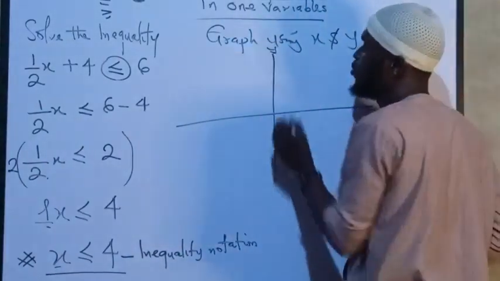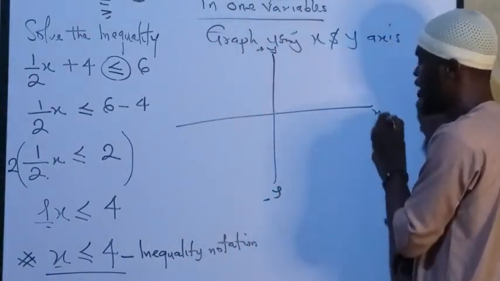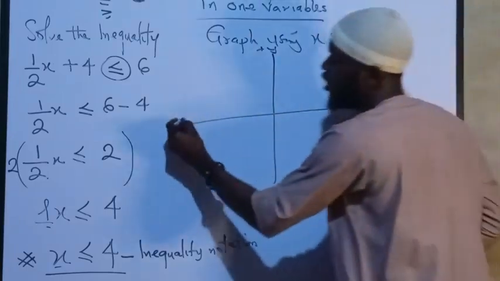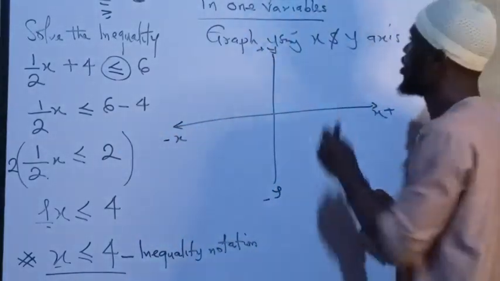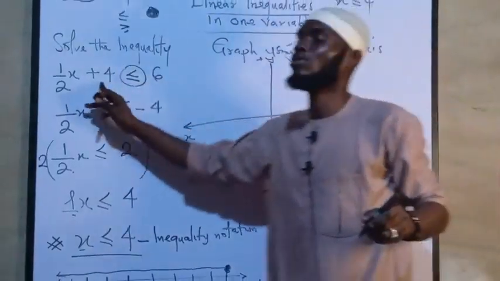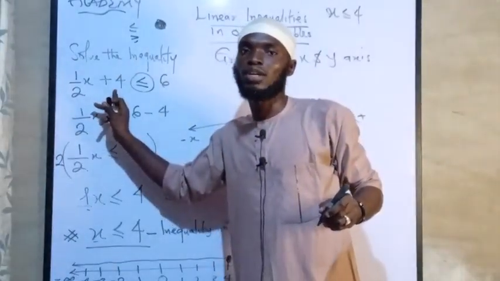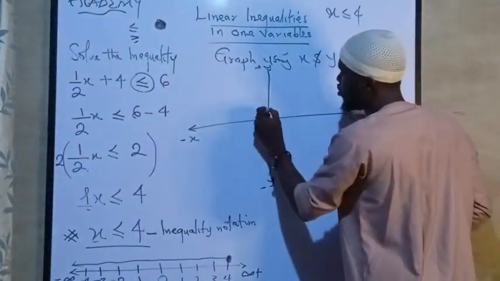You put your y positive here. You put your y negative here. You put your x positive here. Here you put your x negative here. The next thing you need to do, what are we graphing? This is the final answer: x less than or equal to 4 for this particular inequality expression.